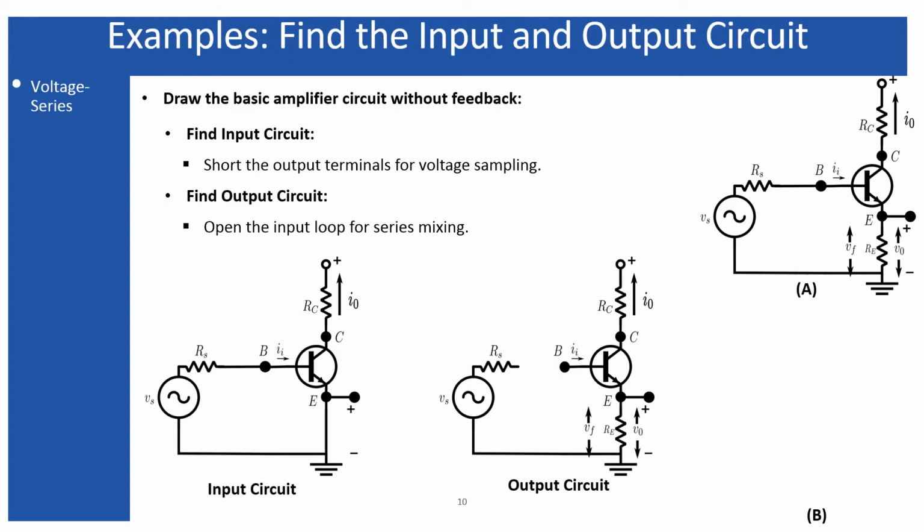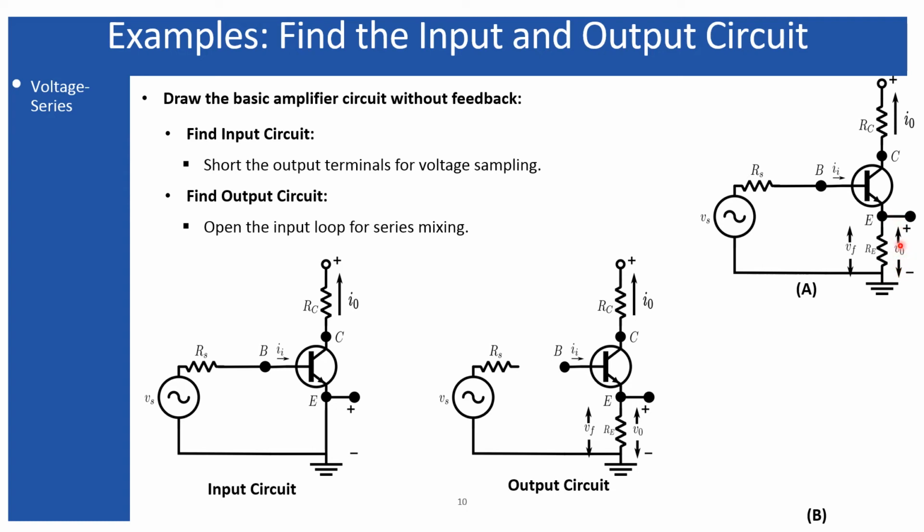Next step is to find the input circuit and the output circuit, and we have to follow the rules that I have derived and demonstrated in my earlier slides. So for the voltage series feedback, that means for circuit A, in order to find the input circuit, we have to short the output terminals for voltage sampling. Now this is the output terminals I am shorting.